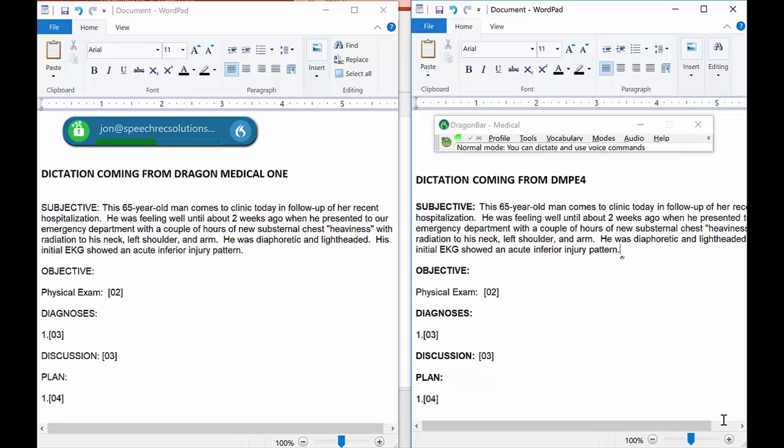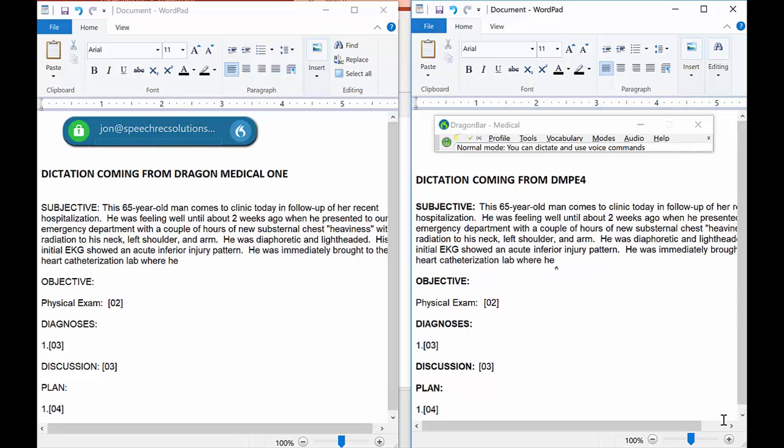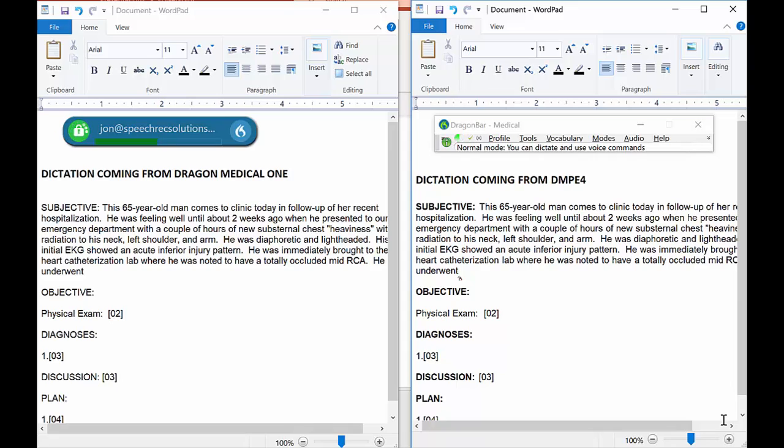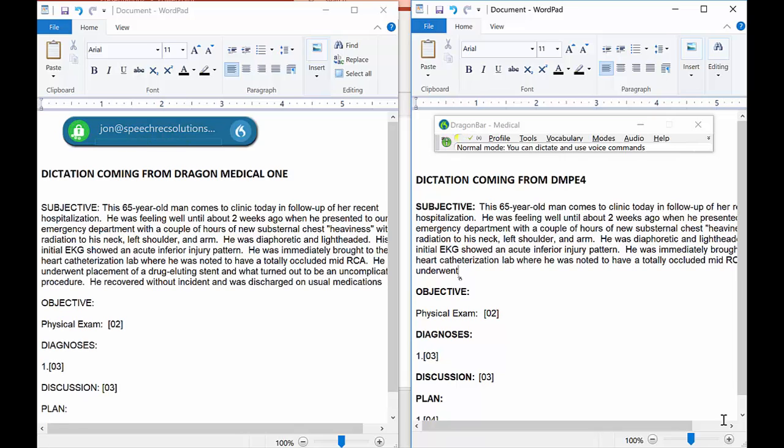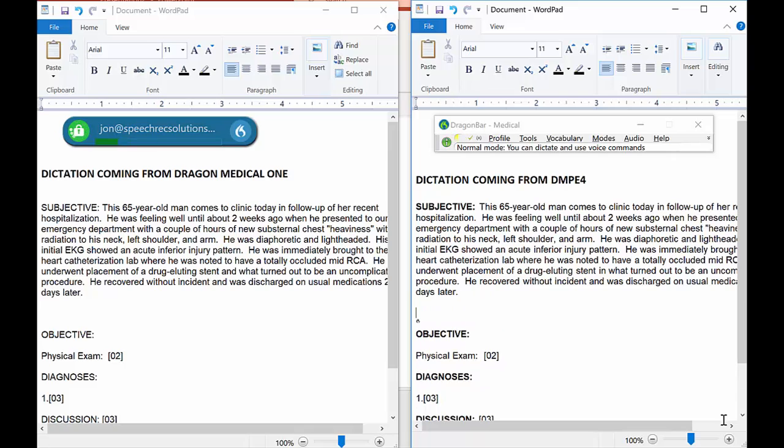He was immediately brought to the heart catheterization lab, where he was noted to have a totally occluded mid-RCA, period. He underwent placement of a drug-eluting stent in what turned out to be an uncomplicated procedure, period. He recovered without incident and was discharged on usual medications 2 days later, period. New paragraph. Today he tells me that he is doing well, period.